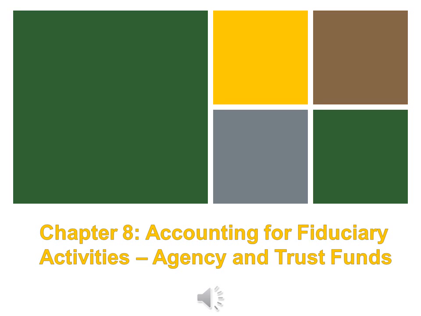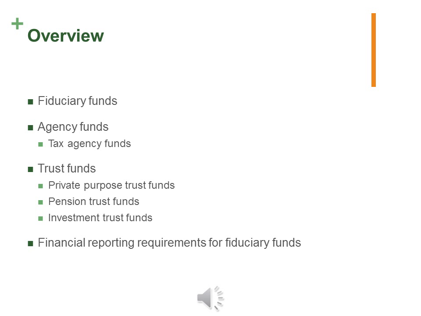Okay, in Chapter 8, we're going to cover accounting for fiduciary activity, which mainly includes agency and trust funds. In this chapter, we're going to cover some of the common characteristics of fiduciary funds. We're going to cover agency funds, a specific type of agency fund, the most common, the tax agency fund.